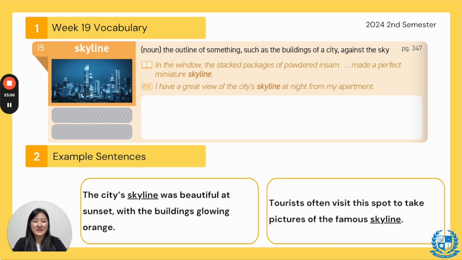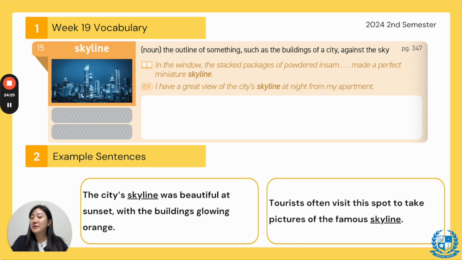Next example, let's read together. 1, 2, 3. I have a great view of the city's skyline at night from my apartment. So yes, if you can see like the skyline of Busan City with the bridge, it's very beautiful. Or usually I like the skyline of New York City. It's very awesome. Let's look here. It says, the city's skyline was beautiful at sunset with the buildings glowing orange because, you know, it reflects off from what the sun is.